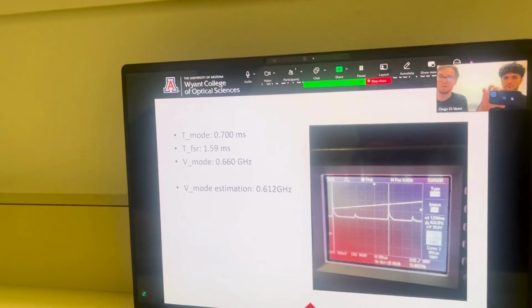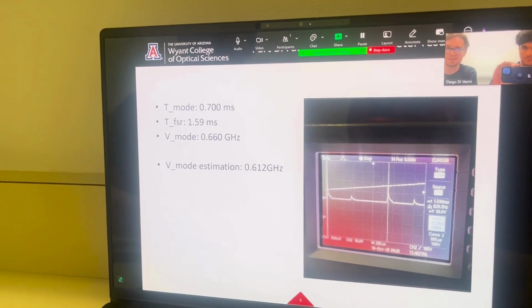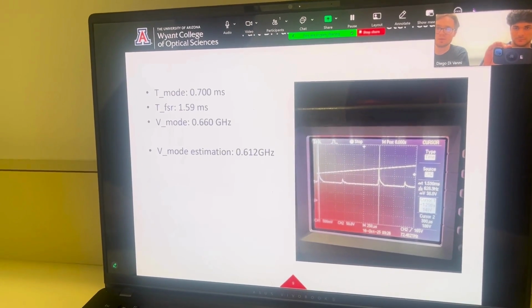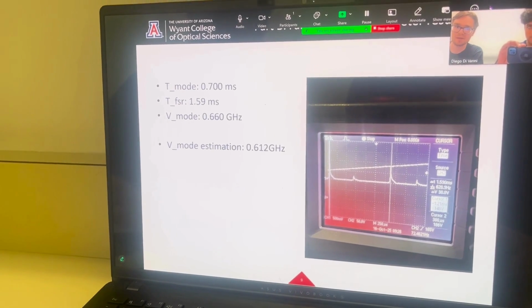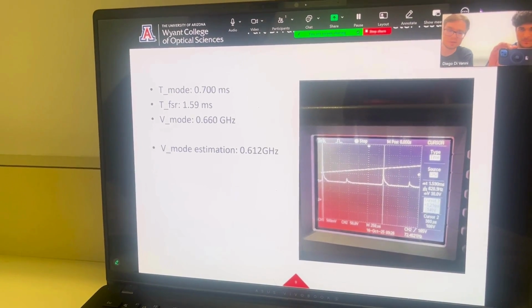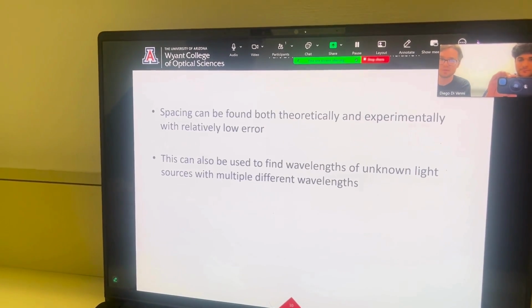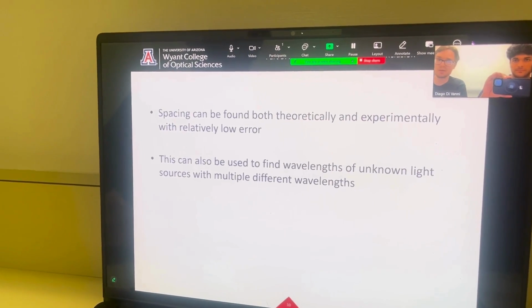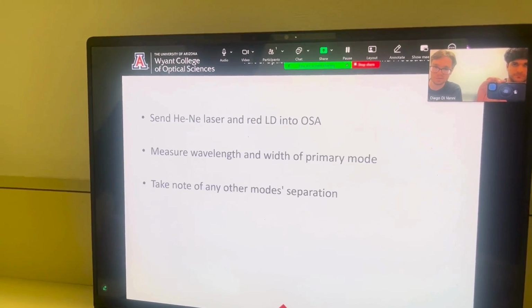So for T mode, we found 0.700 milliseconds, and for T FSR, we found 1.59 milliseconds. This gives us a calculated V mode of 0.660 gigahertz, compared to the estimation using the L of the cavity of 0.612 gigahertz. So for the conclusion, we found that spacing can be found both theoretically and experimentally with relatively low error, which can also be used to find wavelengths of unknown light sources with multiple different wavelengths.